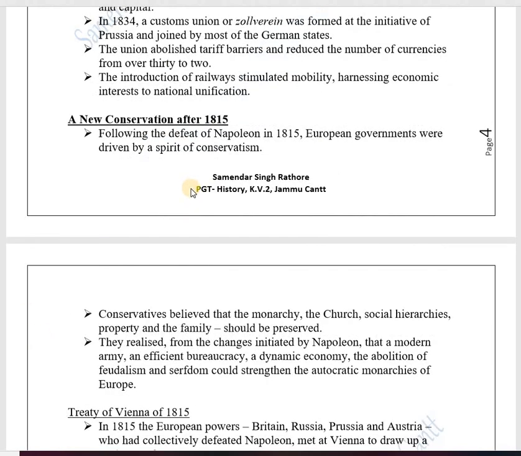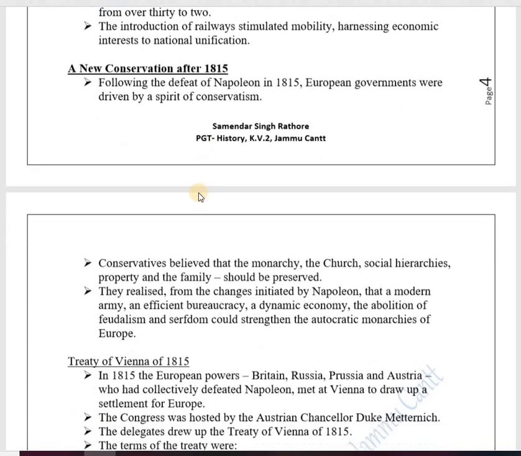Now we come to the next topic, that is the new conservatism after 1815. Around 1815, the Napoleonic War, which was against the liberal class, had ended. So now we're going to talk about what that order was. Following the defeat of Napoleon in 1815, European governments were driven by the spirit of conservatism. They tried to follow the old tradition, and slowly wanted to make any changes in the society, whereas the liberals wanted to change everything in a fast movement. So conservatism was against liberalism.